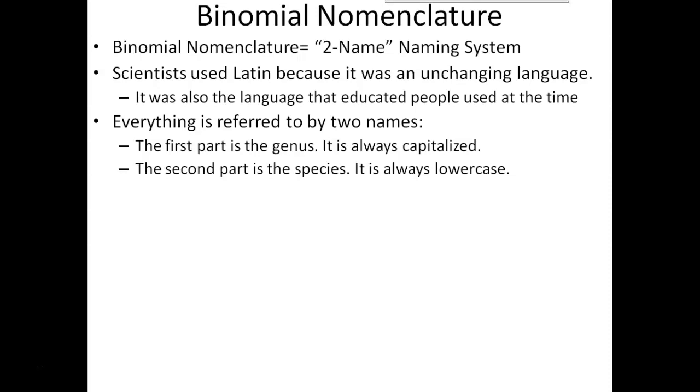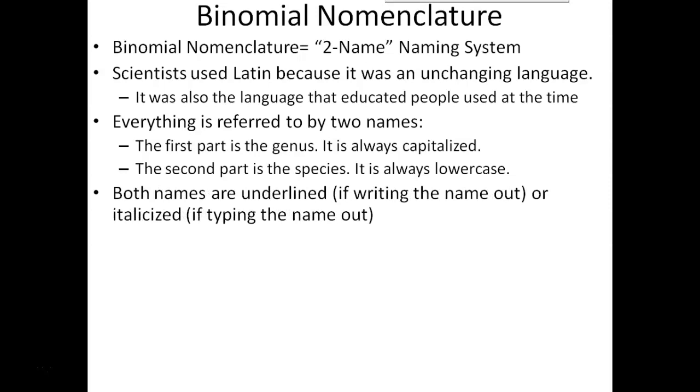With our two-name naming system, everything is referred to by two names. The very first part is the genus, which is a grouping level we'll get into more, maybe this video, maybe next video. The genus is always capitalized. The second part is the species name, and it is always lowercase.